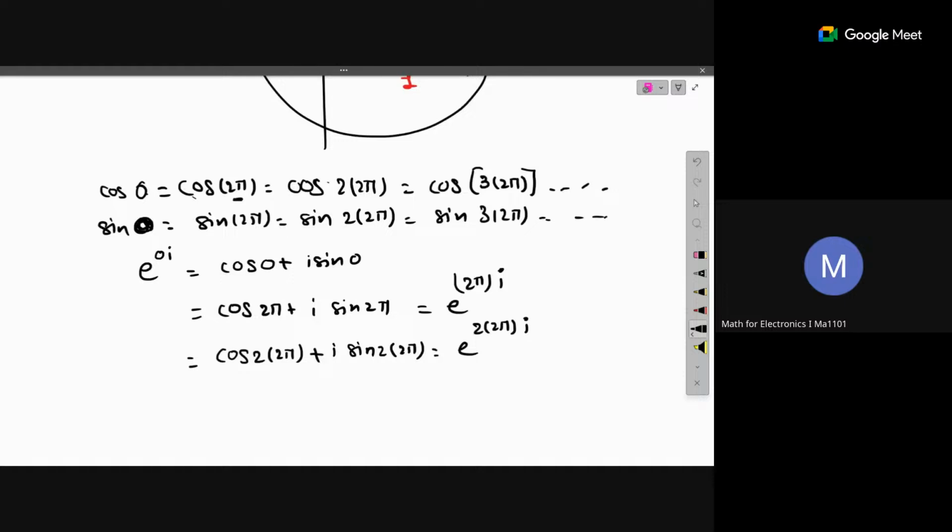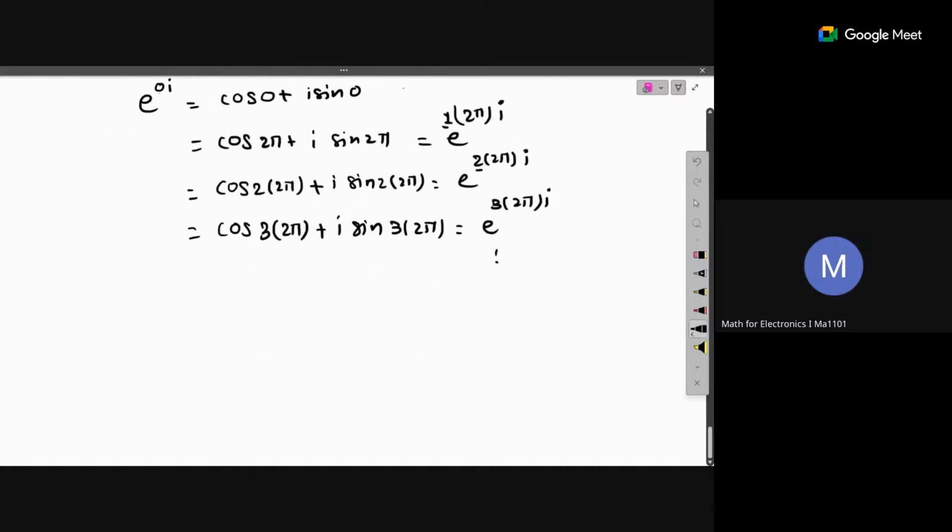I'll let you know why I'm not writing this as 4 pi and am writing 2 into 2 pi, because we find a pattern here. Initially this was 1, and here it was 0, 0 multiplied by 2 pi. So we are following some numbering here. Let's write one more term: cos of 3 multiplied by 2 pi plus iota sine of 3 multiplied by 2 pi, and this is the same as e to the power 3 multiplied by 2 pi iota, and so on.